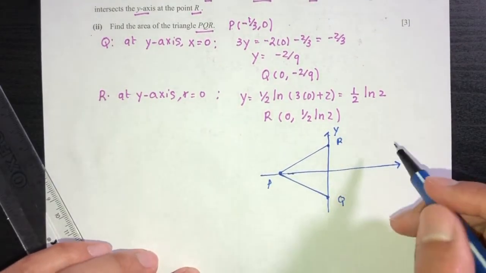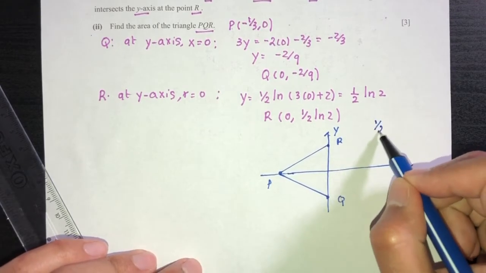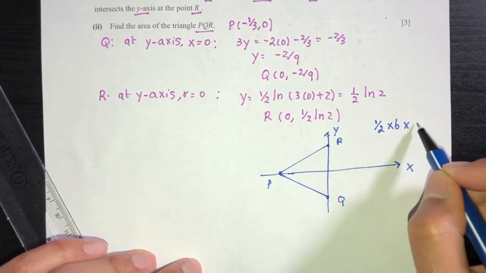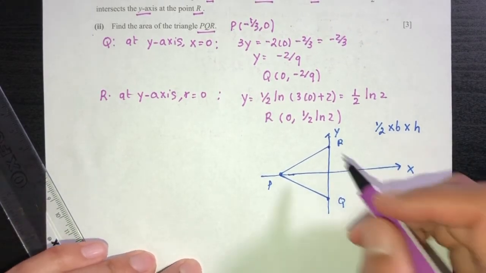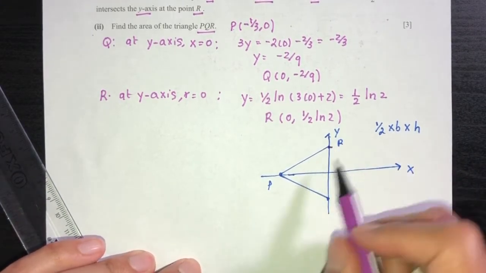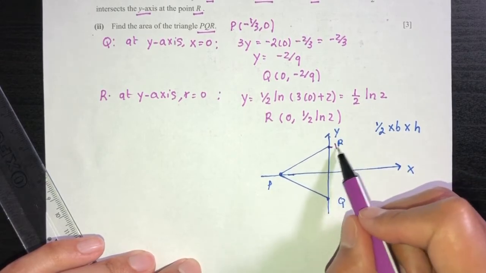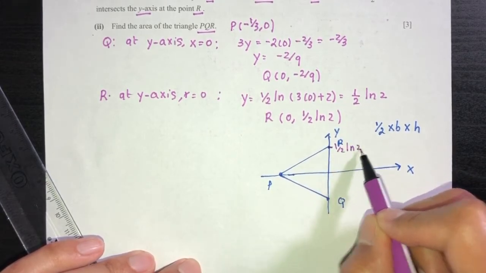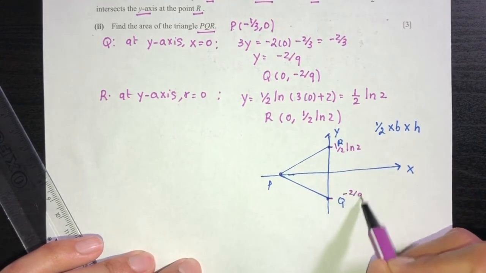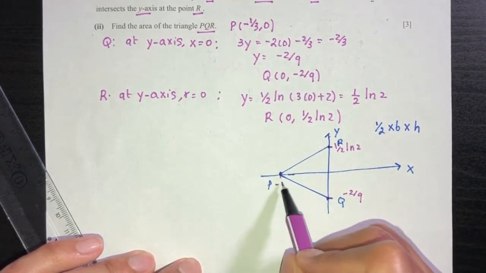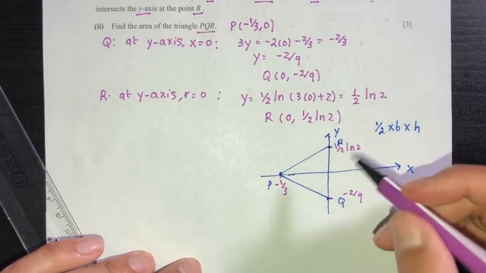Now, how do you find the area of a triangle? You would say it is half times base times height, right? So if you observe, we know this value. This is half ln 2. We know this value, it is minus 2 over 9. And we know this value, which is minus 1 over 3. So what is this distance?